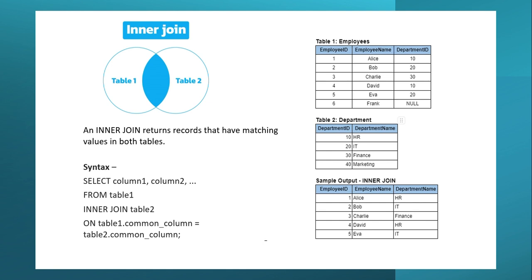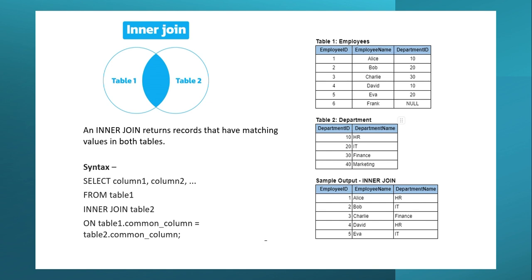Now we can see that Frank with employee ID 6 is not included in the result because his department ID is null and has no matching department in the department table. Similarly, the marketing department is also not included because no employee has department ID 40. So I hope the output of the inner join is clear.